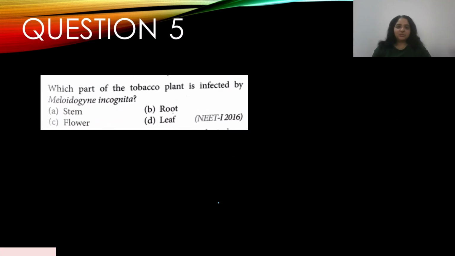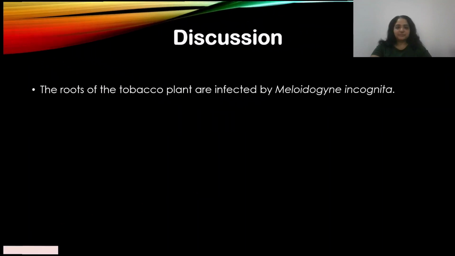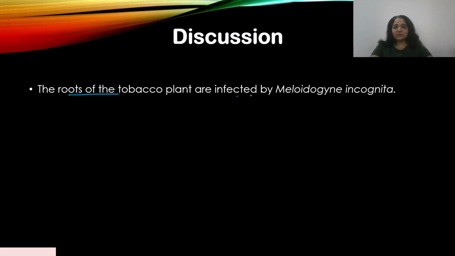Question number 5. Which part of the tobacco plant is infected by Meloidogyne incognita? So you just discussed this, appeared in 2016. A stem, B root, C flower, and D leaves. So it is B root. Tobacco plant roots are affected by this nematode. Roots of the tobacco plant are infected by Meloidogyne incognita. All right, let's move on.